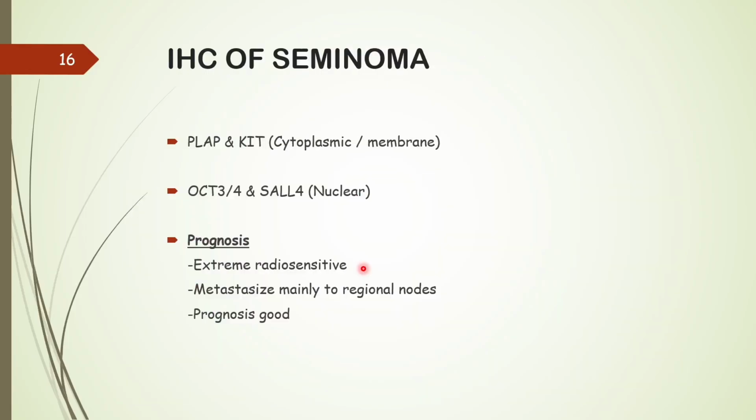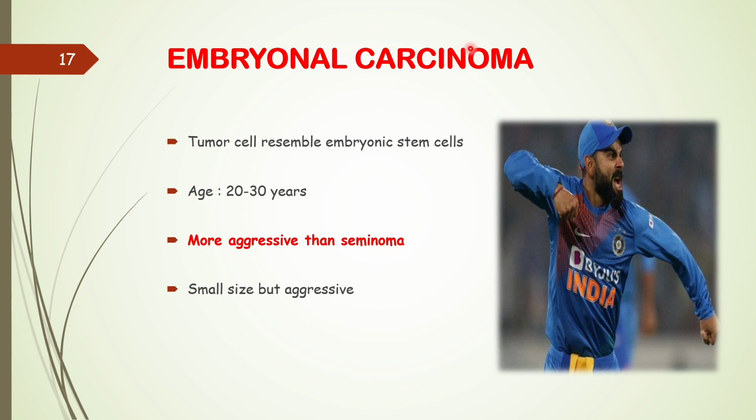Now we move to the second type of testicular tumor, that is embryonal carcinoma, which is a very aggressive tumor as compared to seminoma. So the prognosis is poor, the age group is 20 to 30, and they resemble embryonic stem cells. That's why the name given is embryonal carcinoma. They are very aggressive. The size is small as compared to seminoma, but it is a very aggressive tumor.